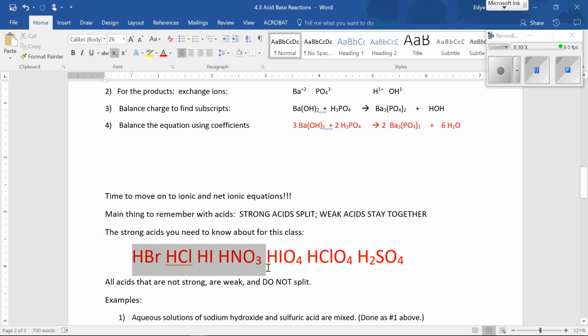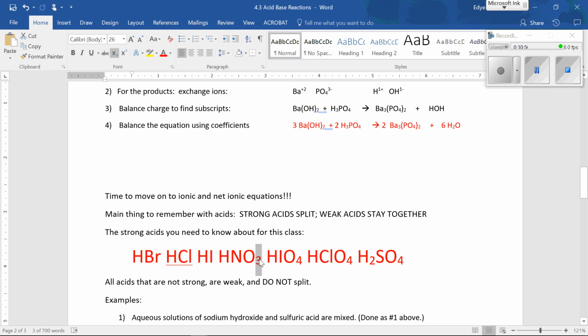HNO3, HIO4, HClO4, H2SO4. So real fast it goes HBr, HCl, HI, HNO3, HClO3, HClO4, H2SO4. And that gives us our 7 strong acids. 3 of them have 4 oxygens, 3 of them have no oxygens, and the middle one has 3.